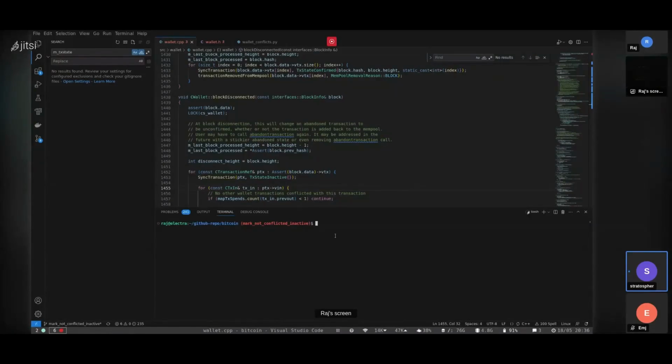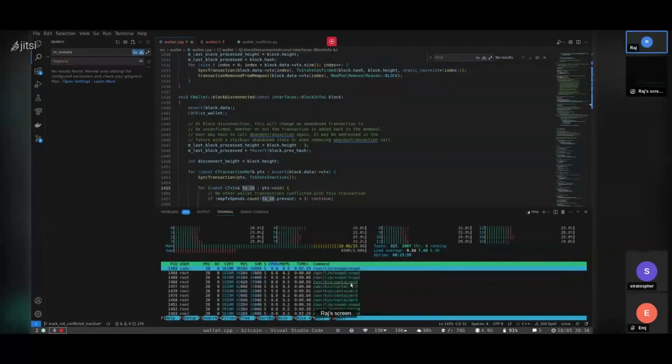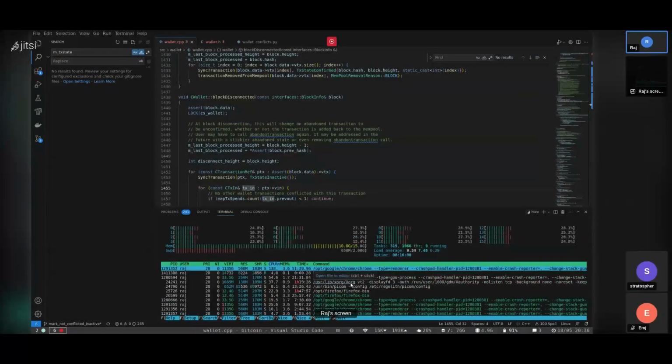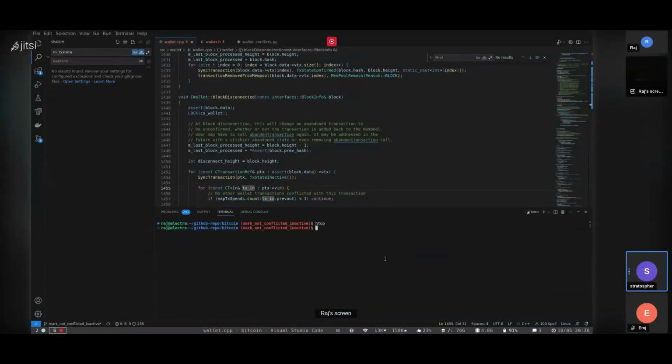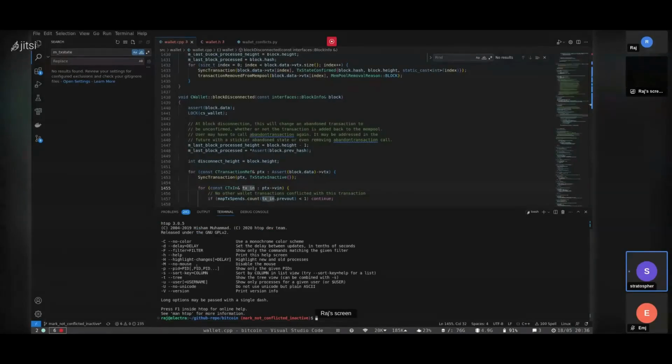Oh, I found the link. It's something called htop. I think it's another utility. Yeah, like this. But this is a system monitoring tool. I do not know how this person displayed the Bitcoin thread CPU usage. I'll actually send you the link.